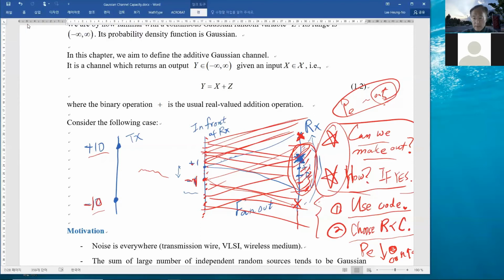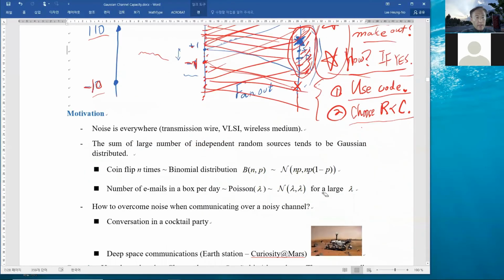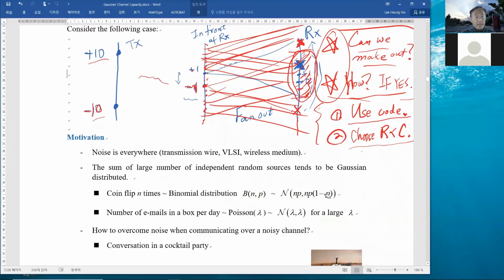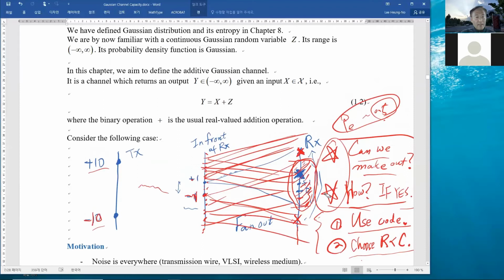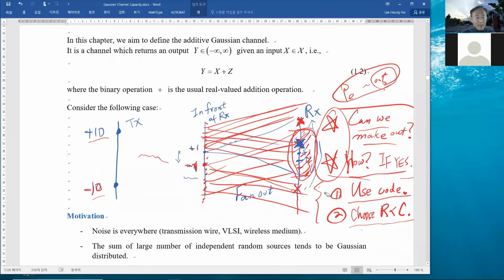All right, let's erase some of them. Okay. So that's the motivation. A setup leading to motivation.